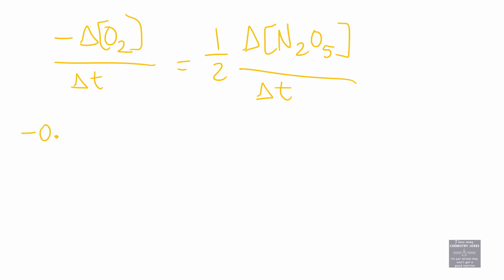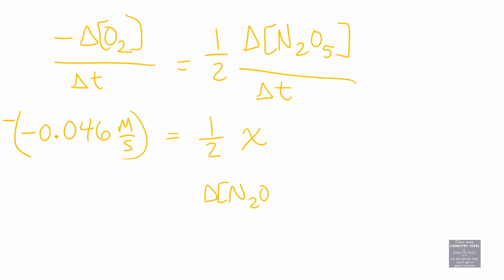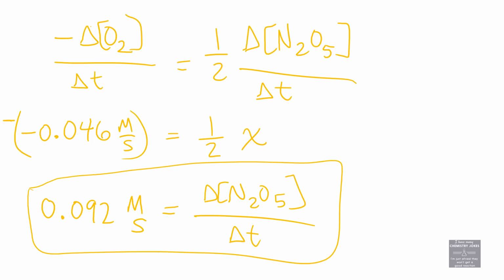So without flipping backwards, I'm pretty sure it was 0.046 that they gave me, and there's a negative as part of the equation. 1/2 x is what we're solving for. So delta N2O5, that's my x, is equal to 2 times the negative 0.046. So I get positive 0.92 molarity per second. Not too bad. There are worse things. Adios.